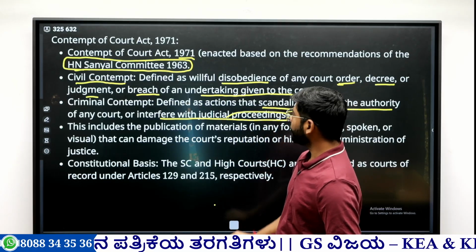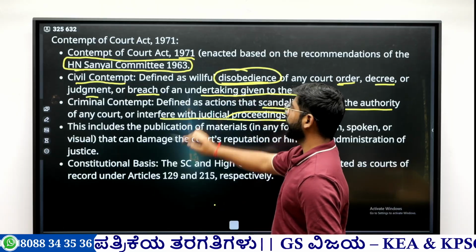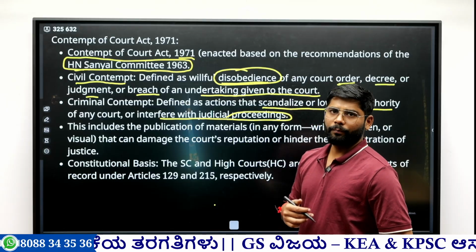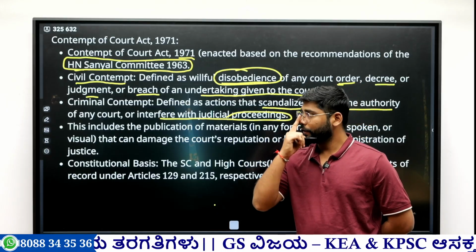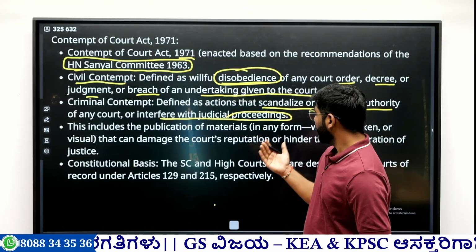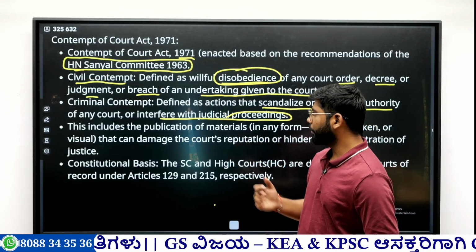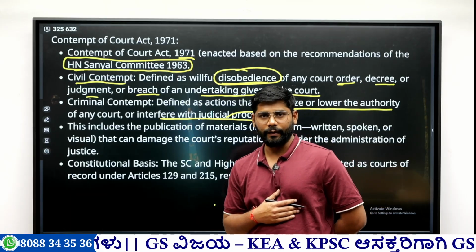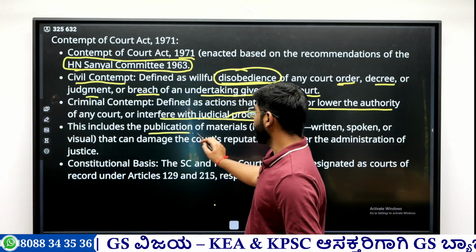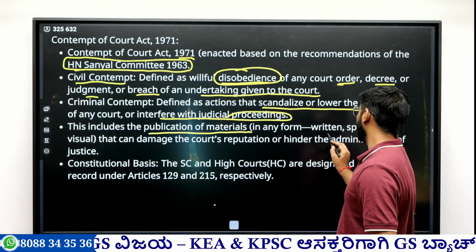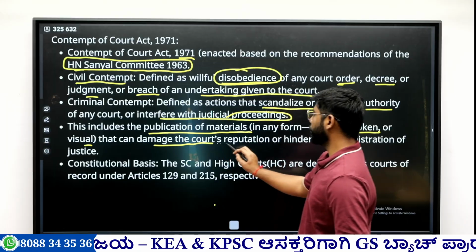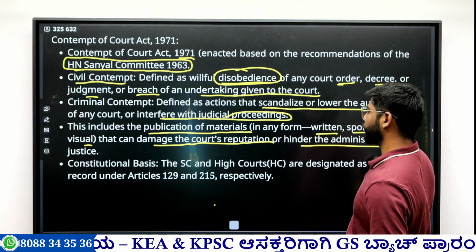So what is civil contempt? It is just disobedience, okay, disobedience to the court's order, its decree, its judgment, or the breach of undertaking that you give to the court. So this is just for civil contempt, that disobedience. But when you lower the authority of the court, okay, or you interfere with the judicial proceeding, then it is considered criminal contempt. Then it includes the publication of materials in any form, that is written, spoken, or visuals, that can damage the court's reputation and hinder the administration of justice.